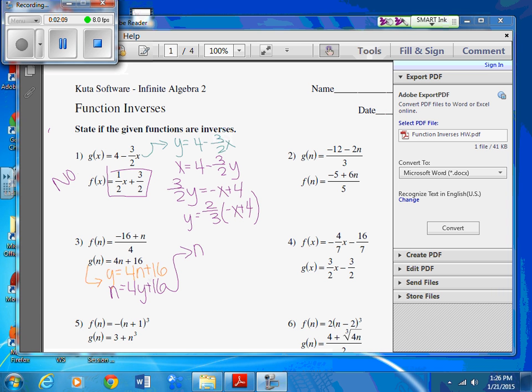I'll subtract 16. And then I will divide both sides by 4. n minus 16 over 4 is equal to y. And these do match, okay? n minus 16 and negative 16 plus n are the same thing. They just swap. All right, but in both, my 16s are negative and my n's are positive. So yes, these are inverse functions.